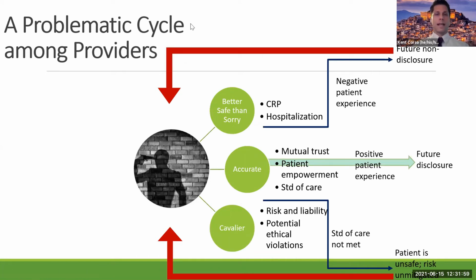So here's something else that happens in the field: we have this problematic cycle among healthcare providers. We have three different styles, but the most common ones are better safe than sorry and cavalier. We'll go through each of them quite briefly. So the better safe than sorry approach sounds like this. I just don't know if this patient's going to do it, if he's going to kill himself. So let's play it safe and give him a crisis response plan or a safety plan, and let's get him to the hospital. Or it sounds like this.